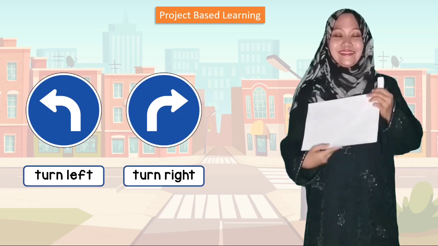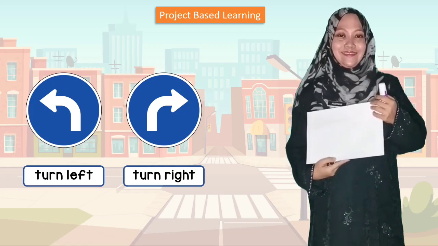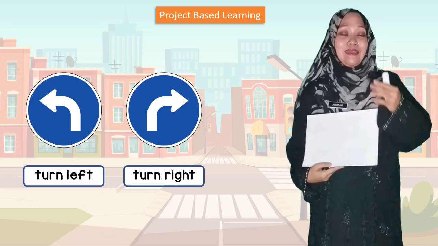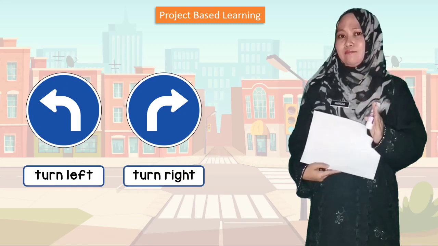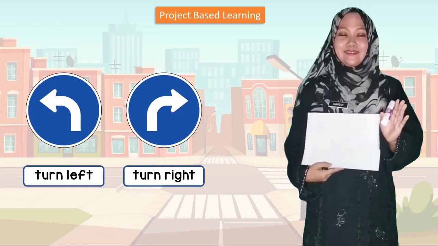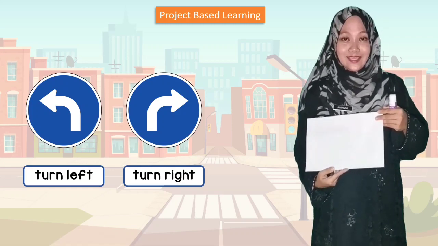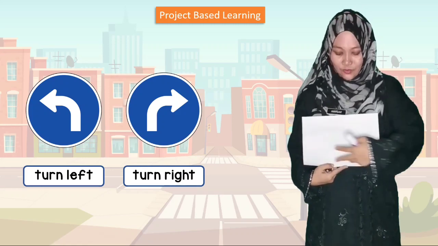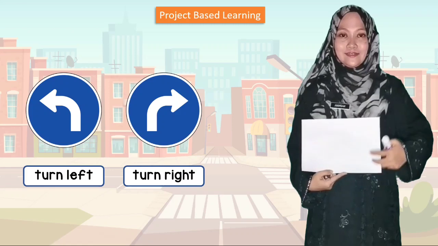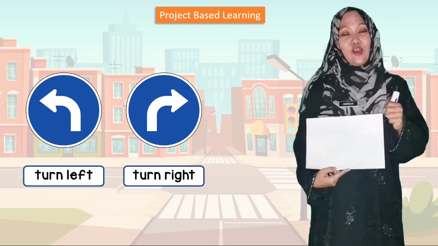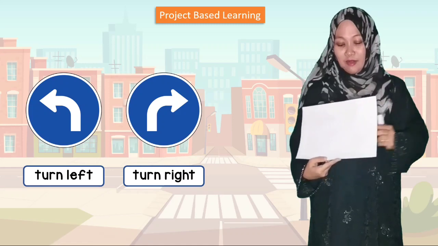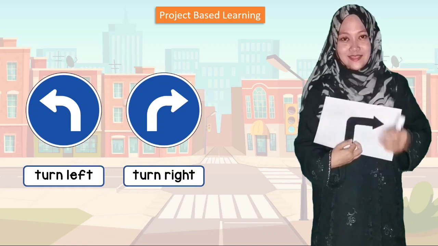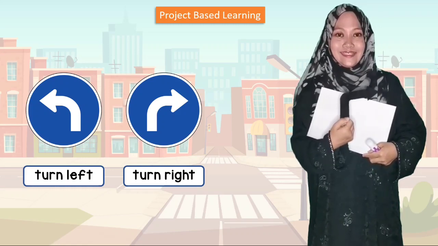If you want to make a turn right sign, again, do the same thing, but make sure you cut out the arrow indicating a right turn. This is the example. Once again, let me show you. Cut a sheet of card into a rectangle like this one. This is what we call rectangle. Then, take a sheet of black card and cut out an arrow indicating a right turn like this. This is the arrow shows right turn.